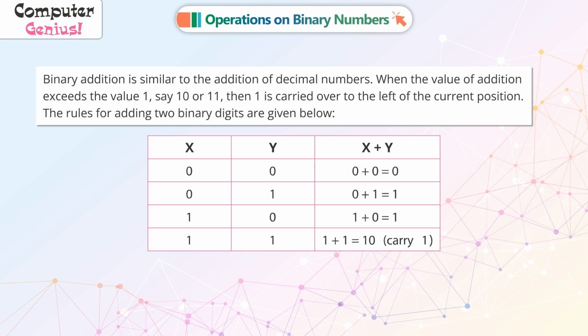X, Y, X plus Y. 0, 0: 0 plus 0 is equal to 0. 0, 1: 0 plus 1 is equal to 1. 1, 0: 1 plus 0 is equal to 1. 1, 1: 1 plus 1 is equal to 10.